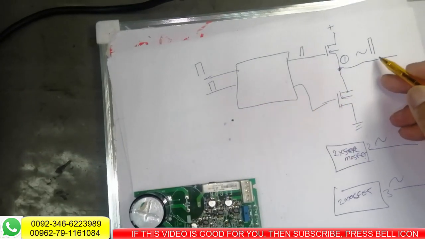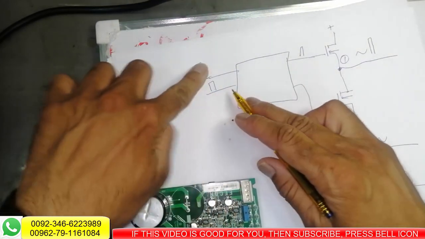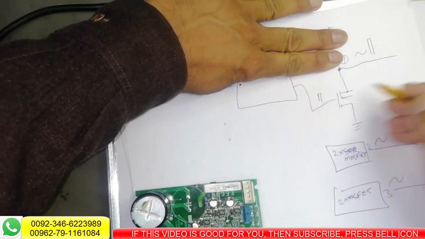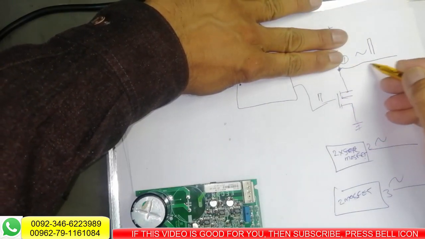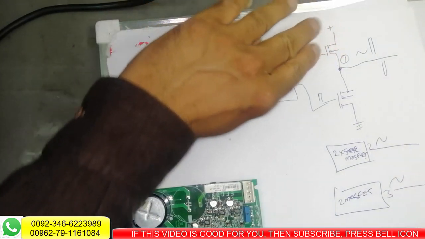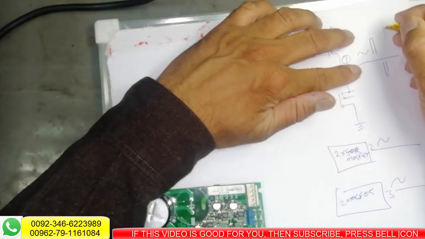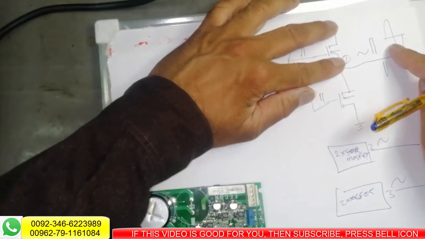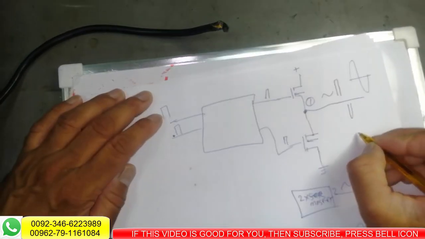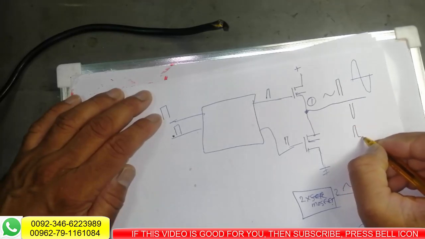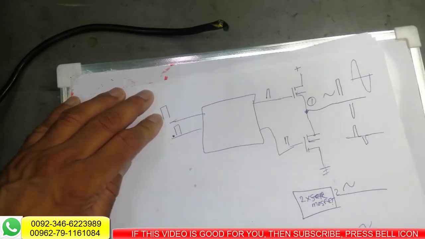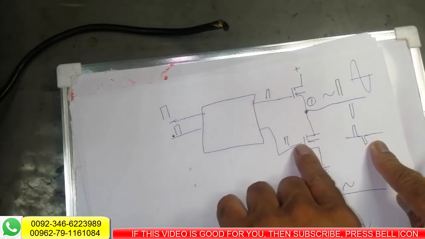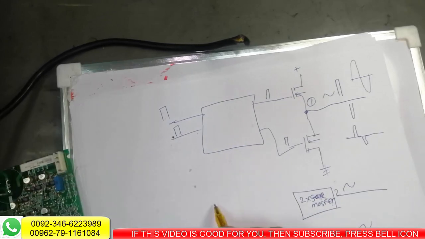After a time this signal will disappear and this signal will appear, and at that time this signal will appear here. So this MOSFET will switch, and this negative signal will be here. So our output signal will be in this shape. Actually, it will not be a sine wave, it will be like this. So we will take output in this shape, half cycle.